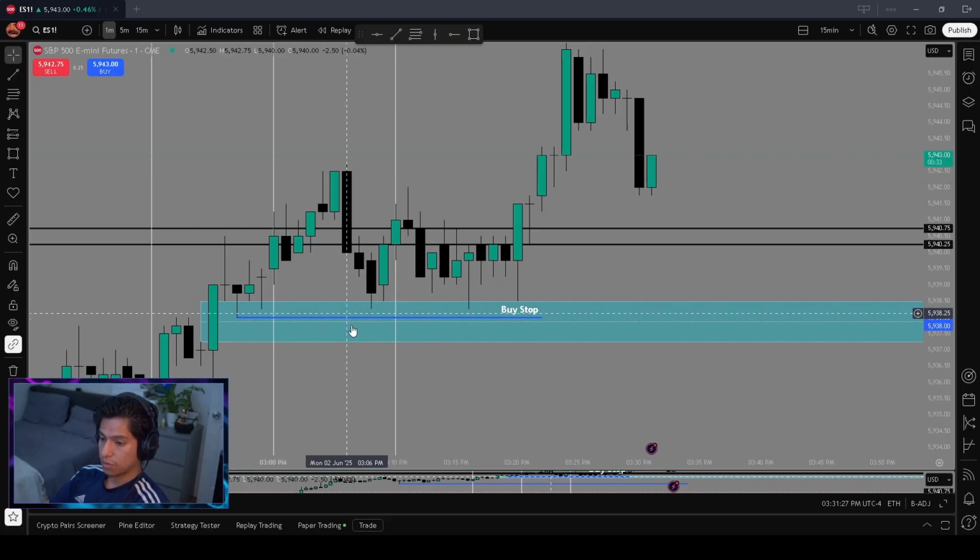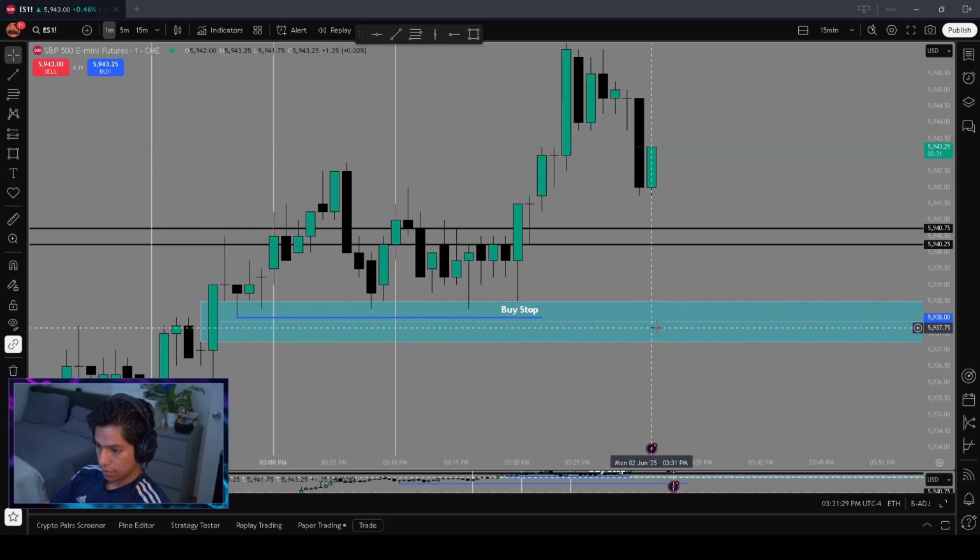And then we also had this one, which is the one that I was using. So we didn't enter here. Pretty sure we entered right around here, so like 308, 309. We entered there, and the reason I entered there is because it's an old fair value gap, and I think it's going to use it as support. And we had 1, 2, 3, 4.